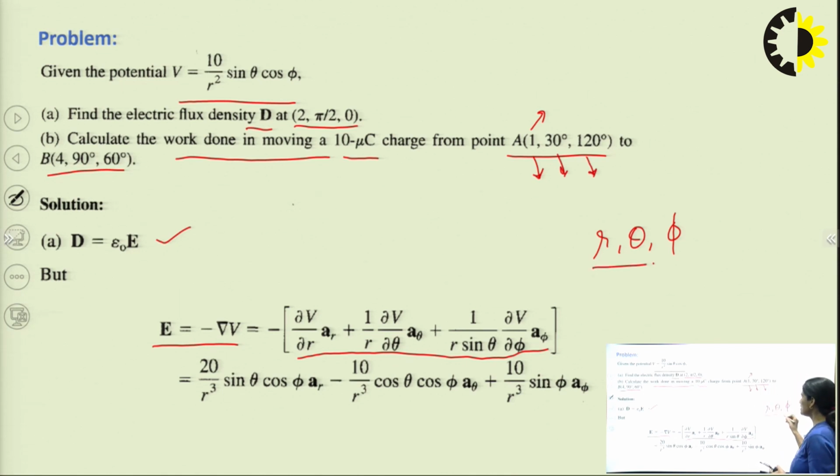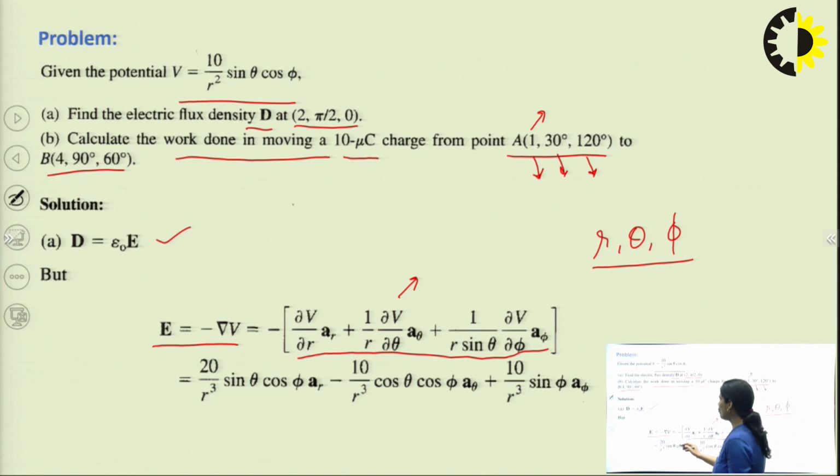So write down, these coordinates are in spherical coordinates, so r, theta, phi. So write down here del V in form of r, theta, phi. That is equal to minus del V upon del r unit vector of r, plus 1 upon r del V upon del theta unit vector of theta, plus 1 upon sin theta del V upon del phi unit vector of phi. You can put all these values here.